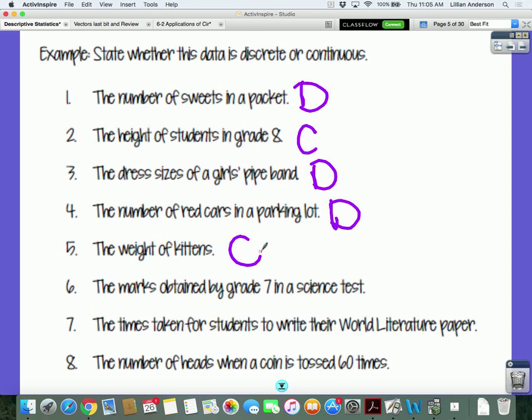The marks obtained by grade 7 on a science test. Discrete. That one's actually going to be discrete because each individual person is going to have a set grade, and that is a grade that can be counted. Like on your mathematical models test, once I get done grading, there will be 14 grades that you guys will have. Yes, it could range very well from a 50 to 100, but it is one set value that is going to be counted.